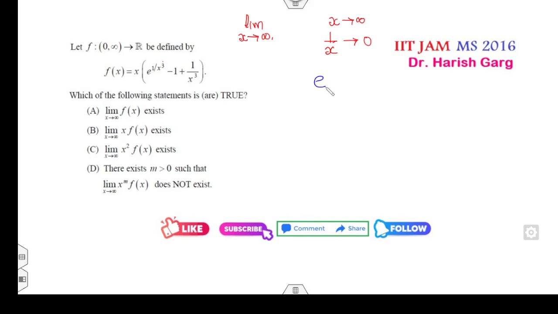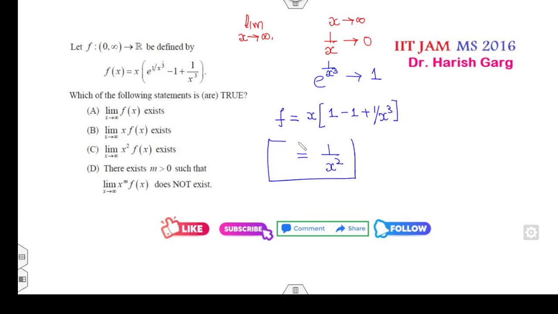And once it is 0, I can replace e raised to power 1 over x cube to be 1. So therefore your f will be x into 1 minus 1 plus 1 over x cube. So that will be 1 over x square. So once your f will be 1 over x square, does the limit x approaches infinity exist? Yes, it's a 0. Whether x into f of x, that's again 1 over x, exists? Yes. x square into f of x exists? Yes.